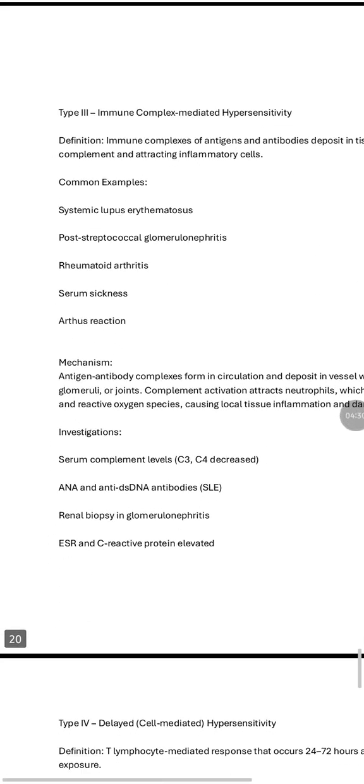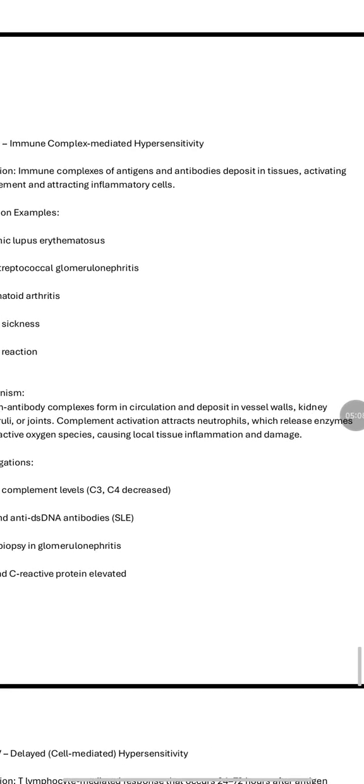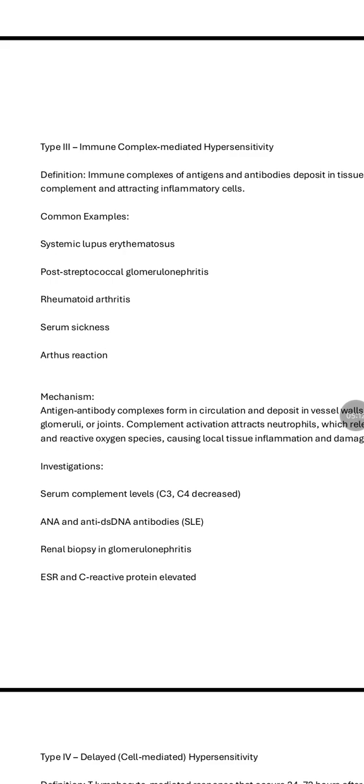Now let's go to type 3 hypersensitivity reaction. When we say type 3 hypersensitivity reaction, we also mean that this is an immune complex mediated type of hypersensitivity reaction. So when we say immune complex mediated, it means that we've got antigen-antibody complexes that are going to form. Now when they form, they deposit in different tissues, causing, for instance, activation of the complement system, all those effects that we're going to see. So immune complexes of antigens and antibodies deposit in tissues, activating, for instance, the complement system and attracting inflammatory cells.